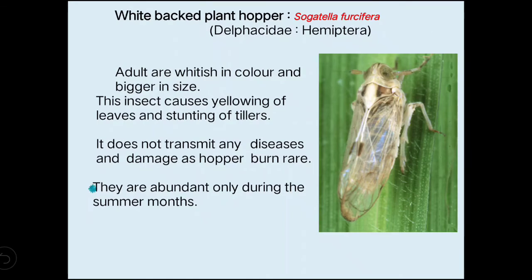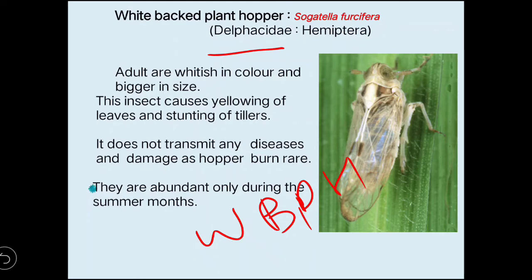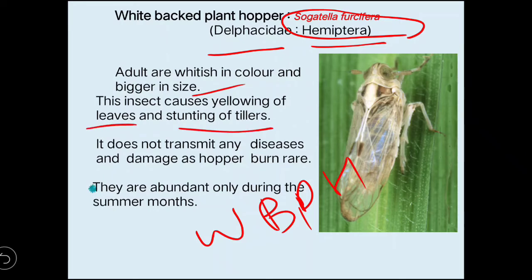Next we will discuss the white backed plant hopper, in short WBPH. It belongs to the family Delphacidae and the order is Hemiptera. The scientific name is Sogatella furcifera. The adults are whitish in color and bigger in size. These insects cause yellowing of the leaf and stunting of tillers.